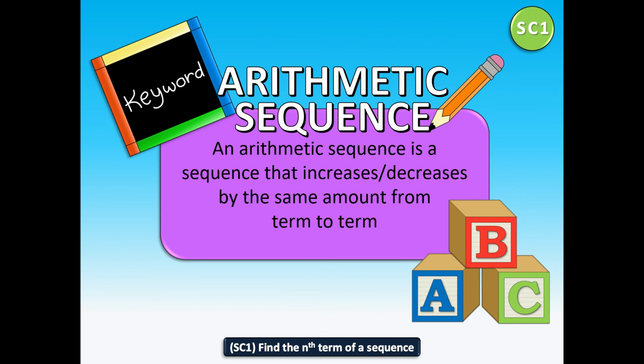So an arithmetic sequence is a sequence of numbers that increases or decreases by the same amount from term to term, or number to number. A number in a sequence is called a term.